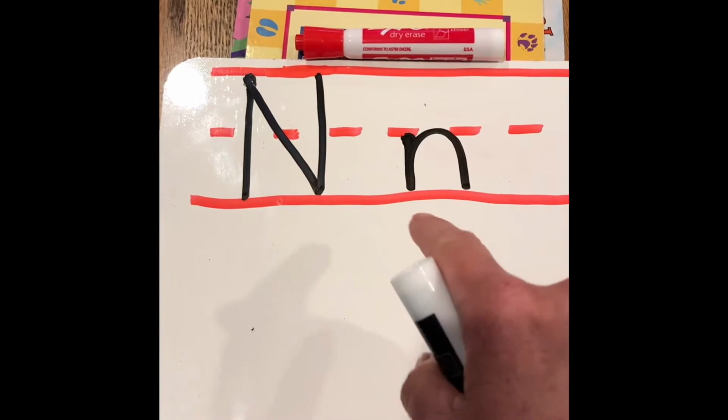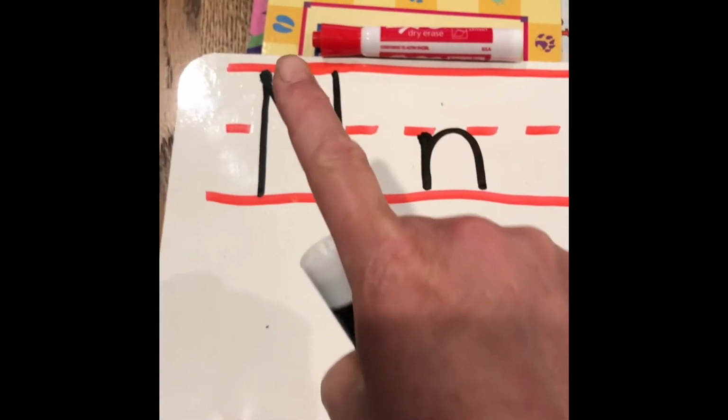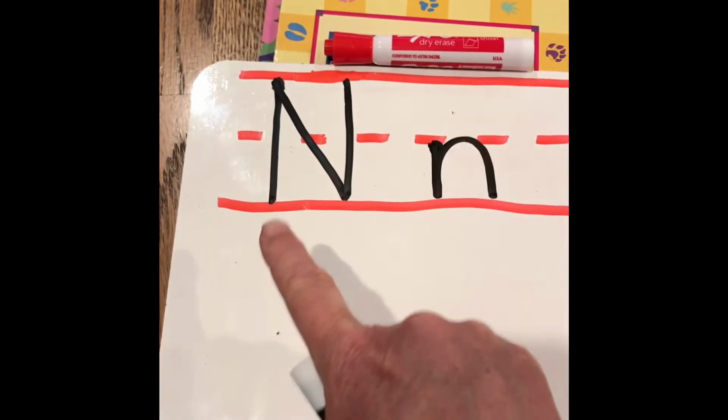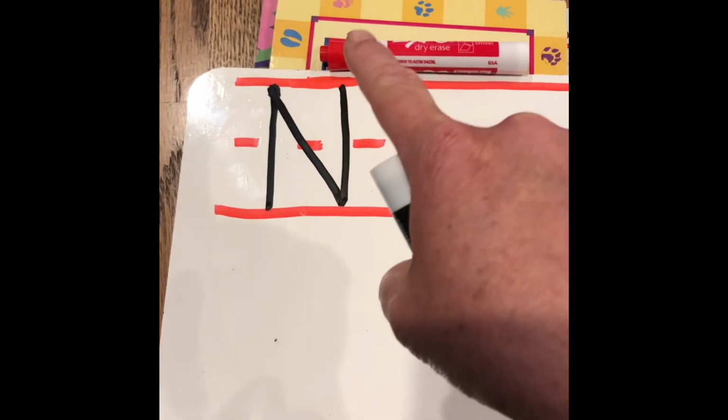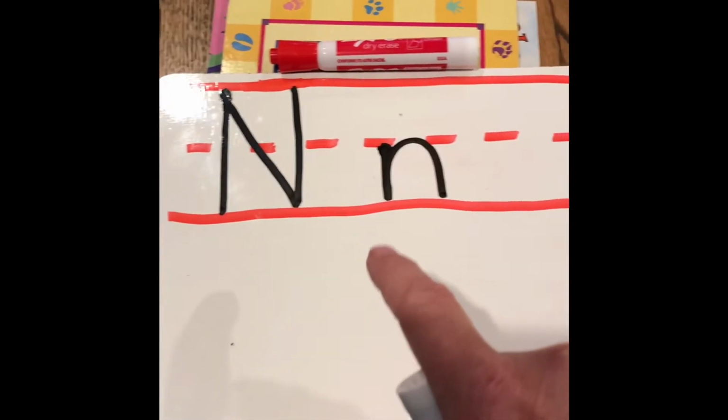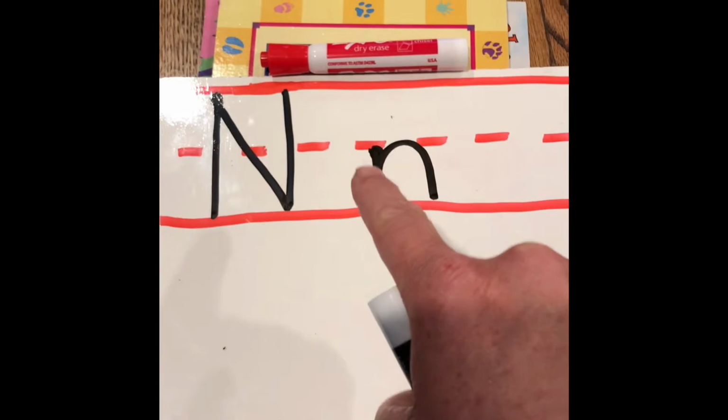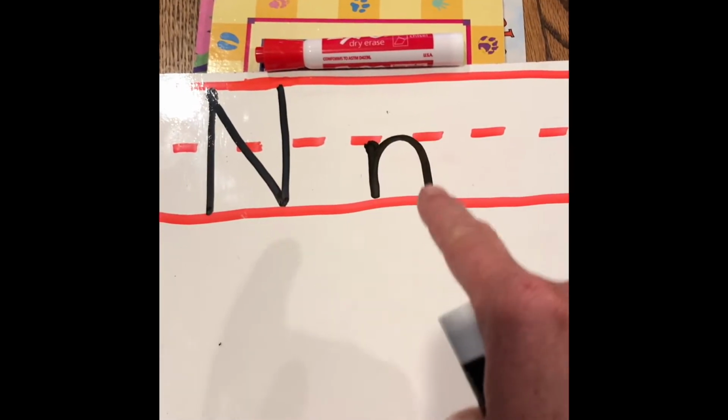Get out your magic marker again, your finger up in the air. We're going to go sliding, sliding, sliding for the uppercase. And our lowercase is going to go slide, climb, slide.